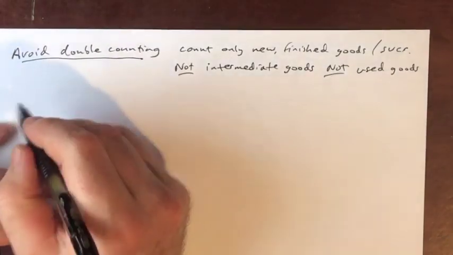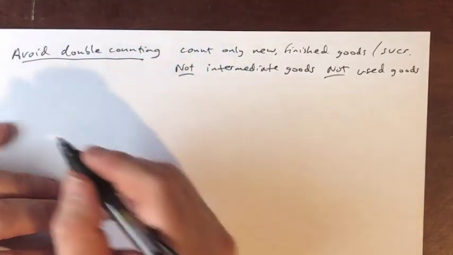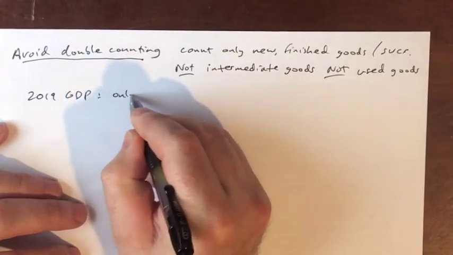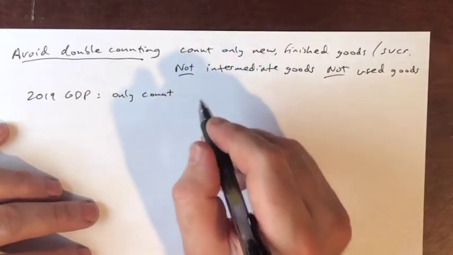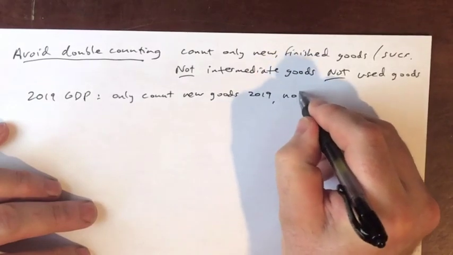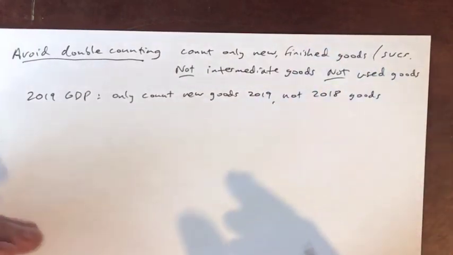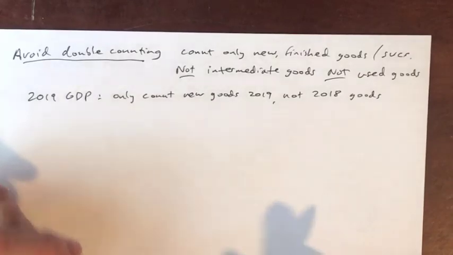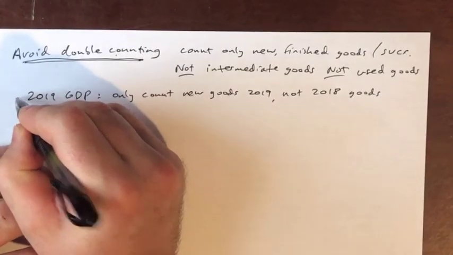Okay, so example. Let's start with the used goods one, that's a little bit easier. If we want 2019 GDP, we only want to count that which was produced in 2019. New goods from 2019. So we don't want to count anything from 2018. Those goods were part of 2018 GDP. They've already been counted. We don't want to count them again. So very important: avoid double counting. That's one thing.